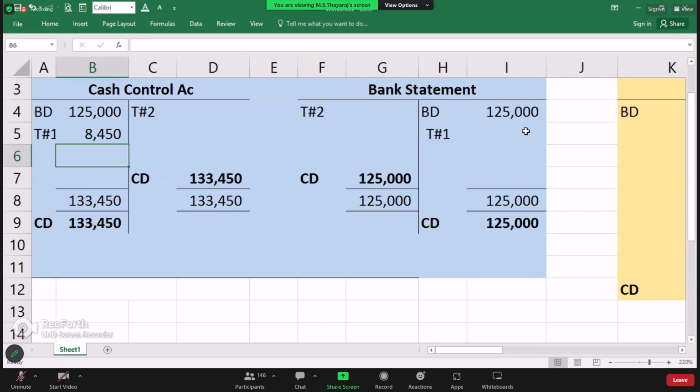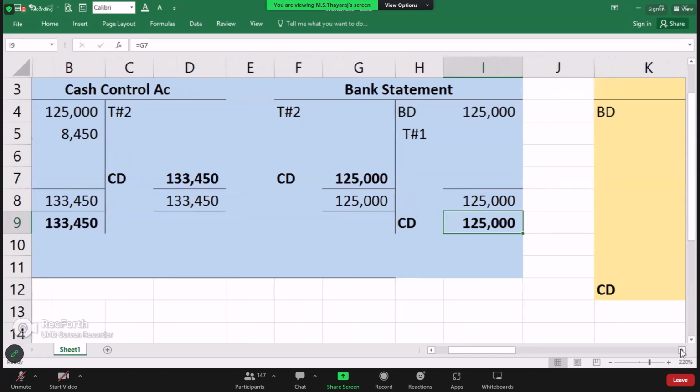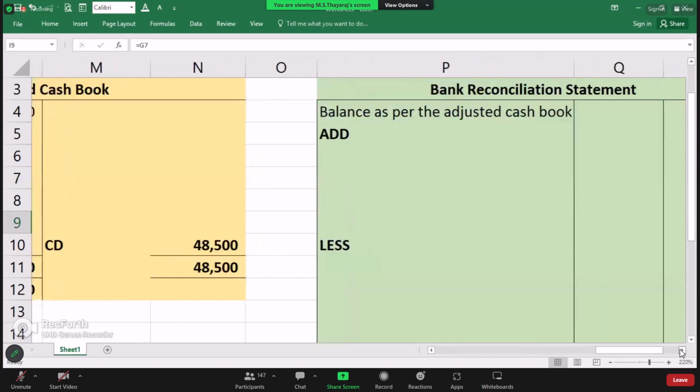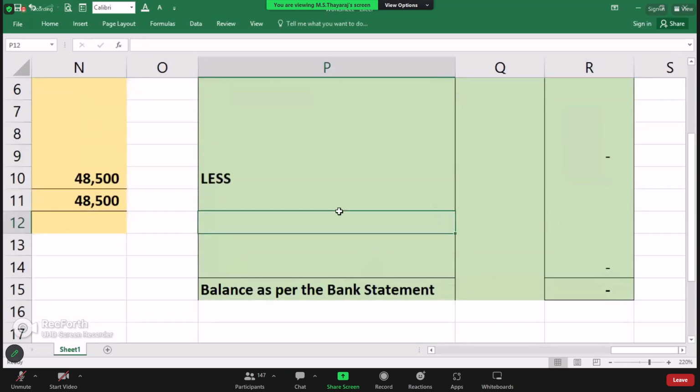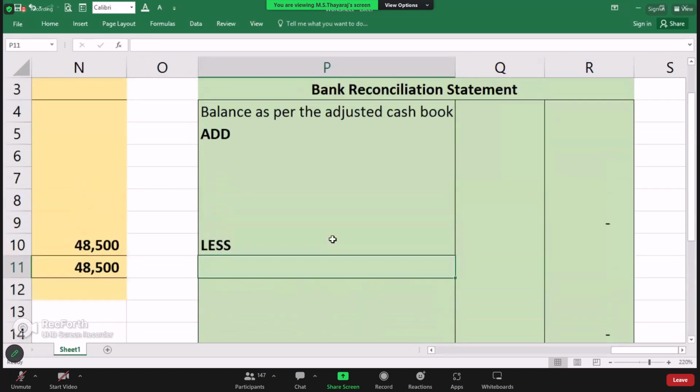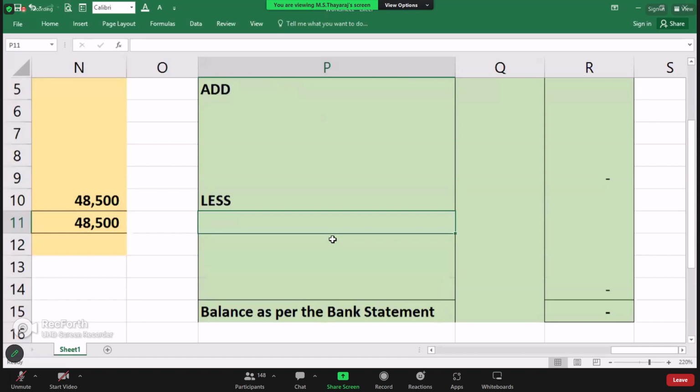So these 8,450, we received some amount, so it is a debit. But the bank did not consider it. What will happen? The bank statement balance will be decreased. So therefore, in the bank reconciliation statement, the bank statement balance decreases. Therefore, we have to deduct.